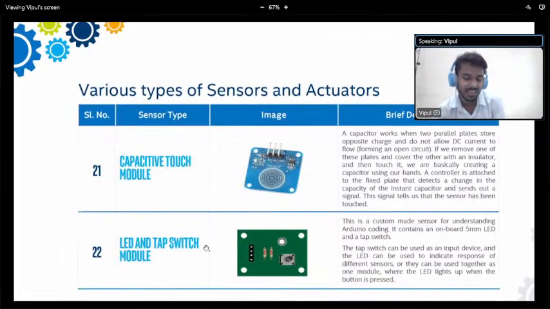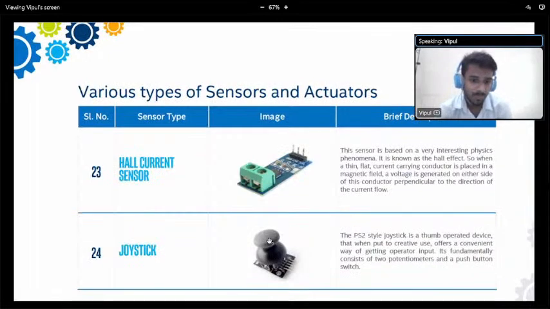Similarly, LED and tap switch, it's nothing but one simple demonstration kit. If you press the switch, the LED will glow. For testing in the Arduino coding, you can use this kind of kit.